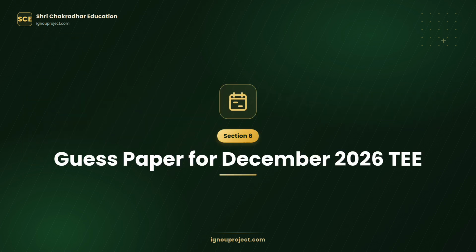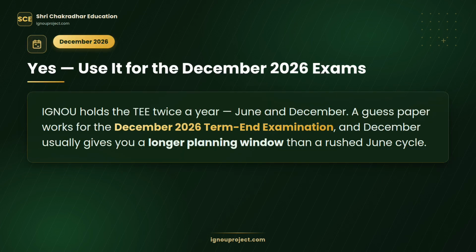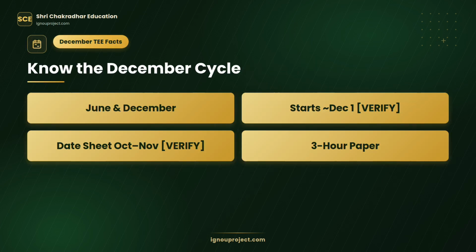Now let us make this concrete for the December term-end examination 2026. First, the basics. IGNOU holds its term-end examination twice a year, in June and in December. The December session usually begins in the first week of December and runs into early January, and the December date sheet is normally released around October or November. Always confirm your own dates on the official website because schedules can change.